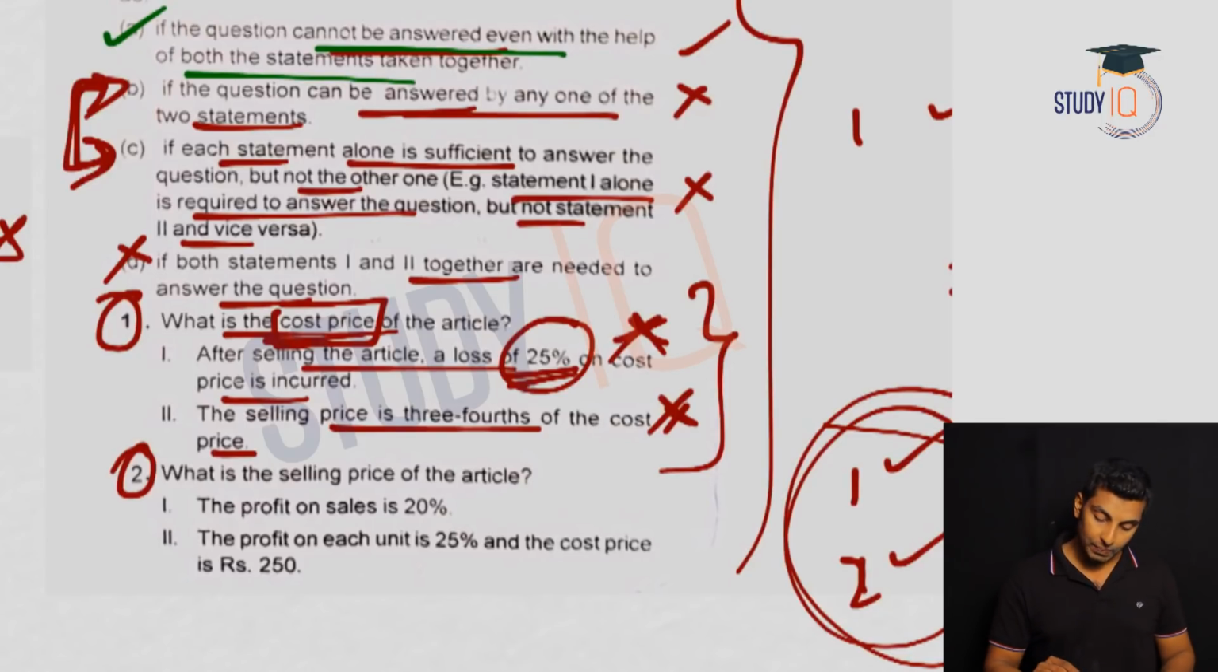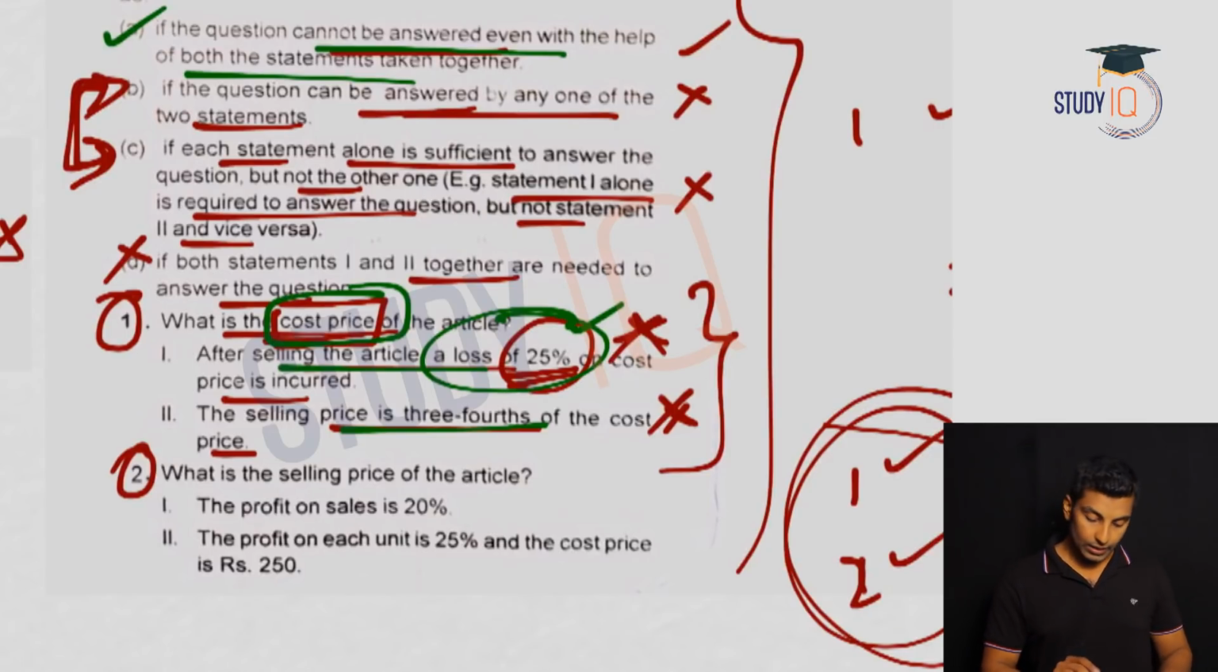You take them together: here you are saying that selling the article gives a loss of 25%. You know something in percentage, and the selling price is 3/4 of the cost price. You don't know the selling price, you don't know the cost price, so you obviously cannot find the cost price. So even if you combine them together, you cannot answer.